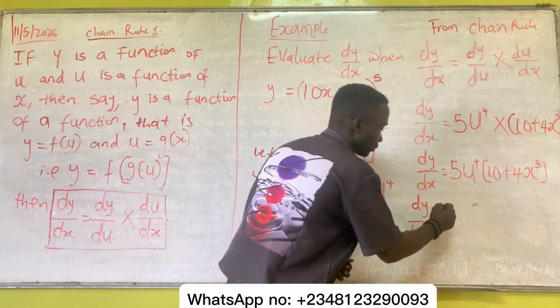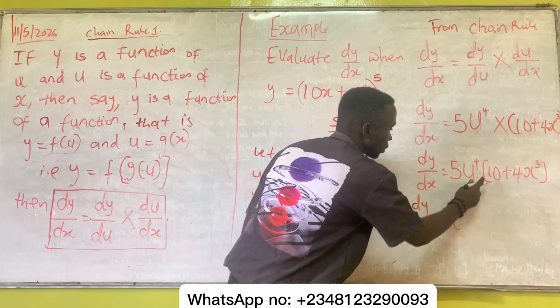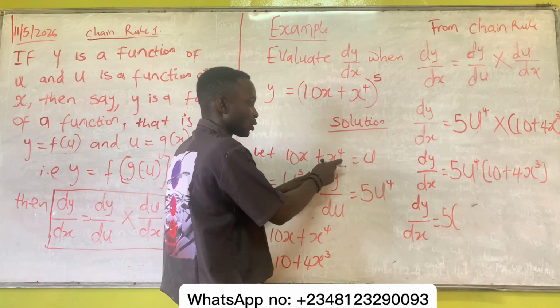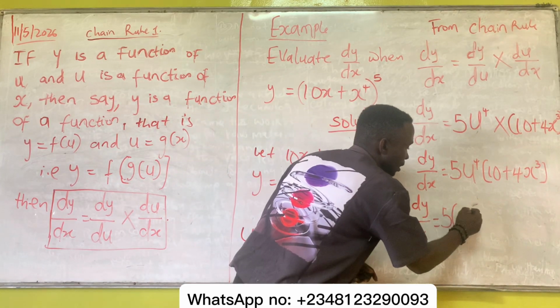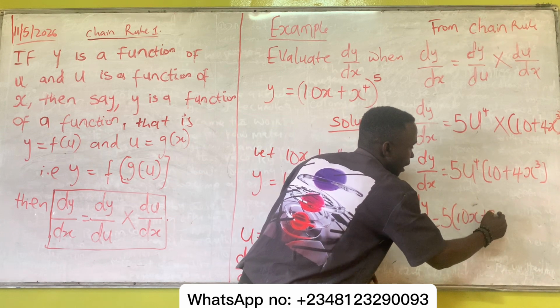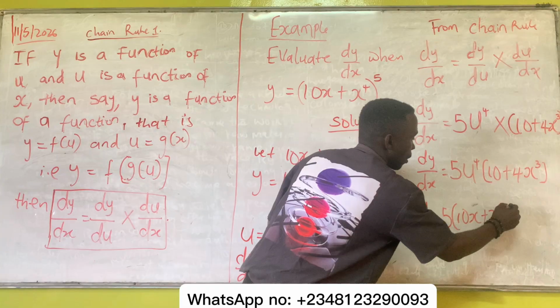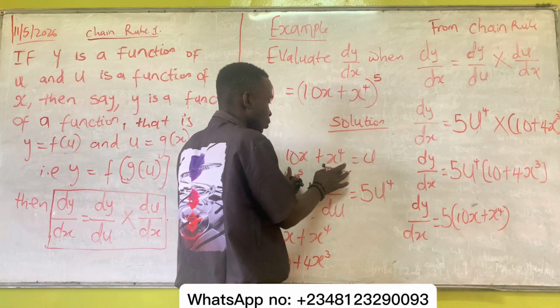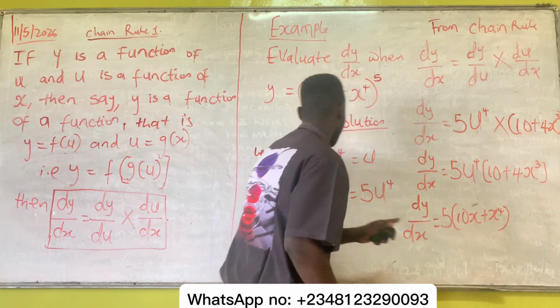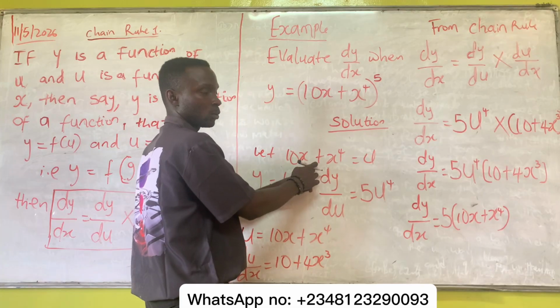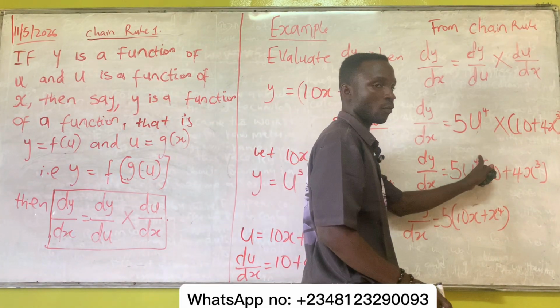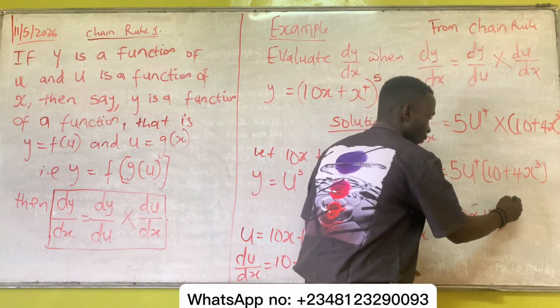This will be equal to 5 in bracket. What is our u now? 10x plus x4. It becomes 10x plus x raised to the power of what? 4. Close the bracket. Now, this 10x plus x4 is only our u. Then we see that u raised to the power of what? 4. So put 4 here.